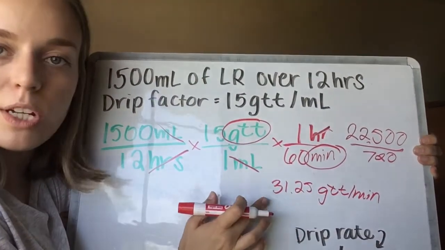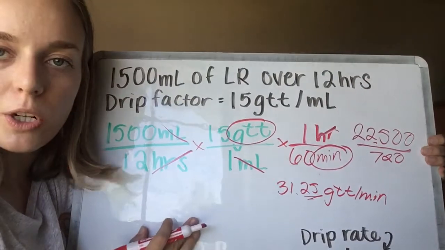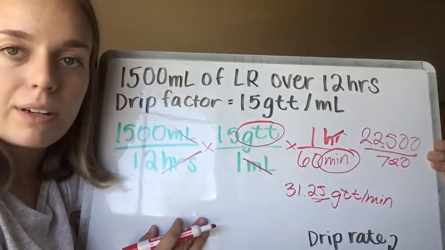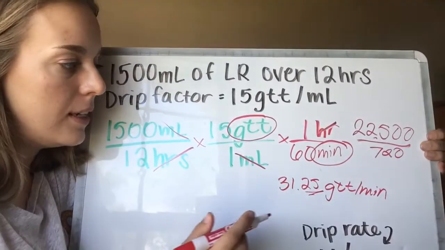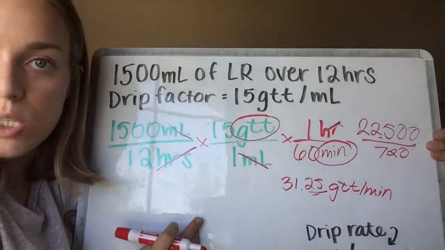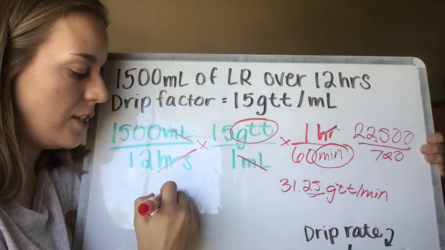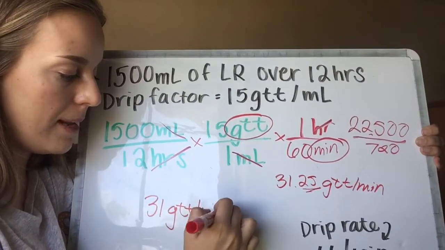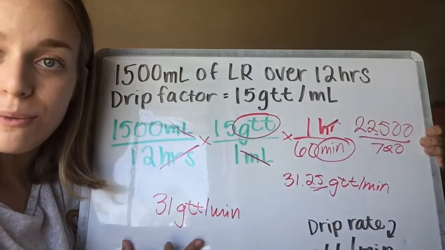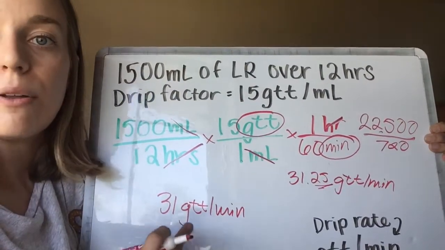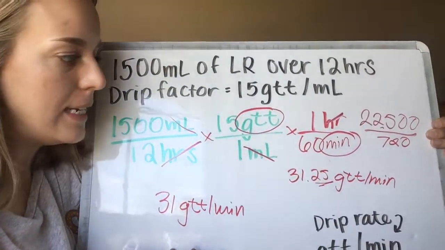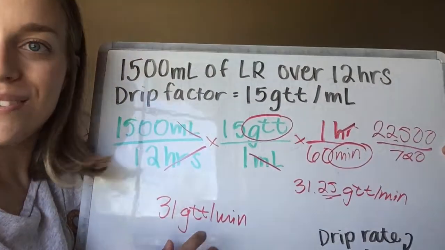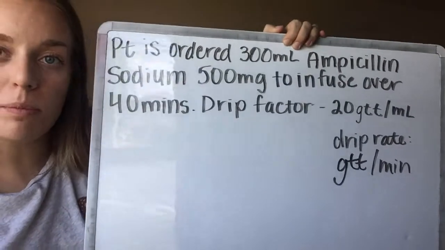Now, 31.25, you can't administer 0.25 of a drop. That would be ridiculous. So we're going to be rounding to the nearest whole number. In this case, we're rounding down. It's 25. So we're going to be administering 31 drops per minute. And if you really needed to, you could absolutely sit there and count 31 drops per minute for your patient. So this is really important to know. And let's try another. All right, we've got our second problem here.